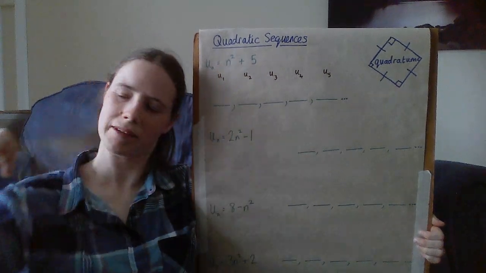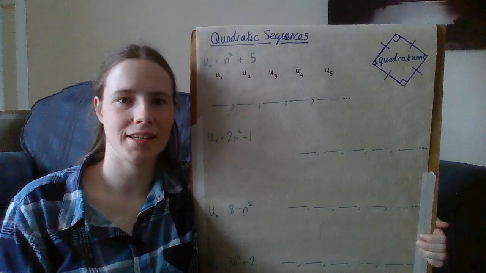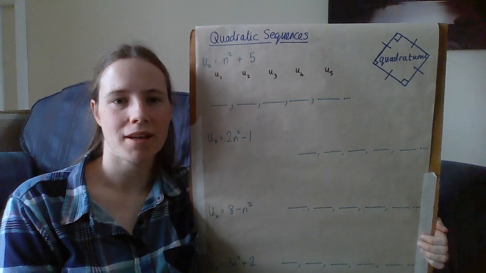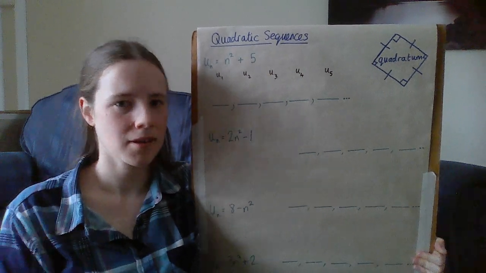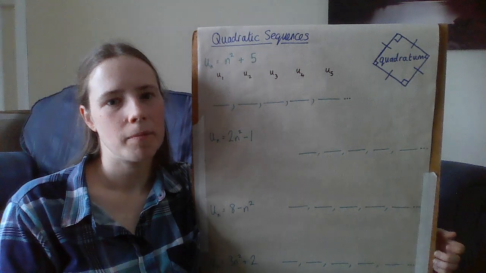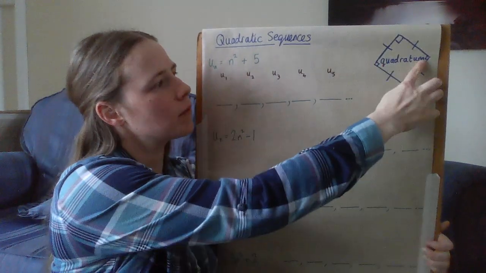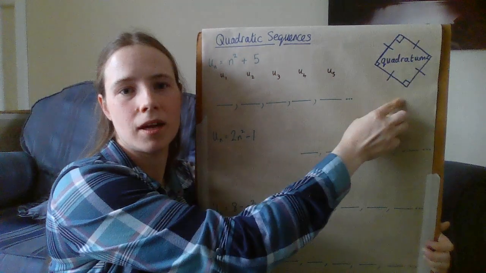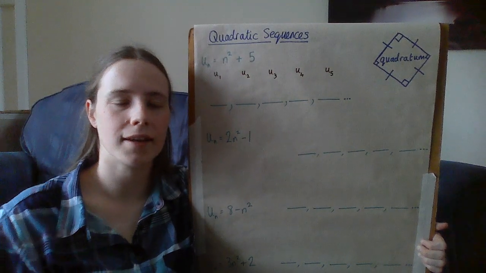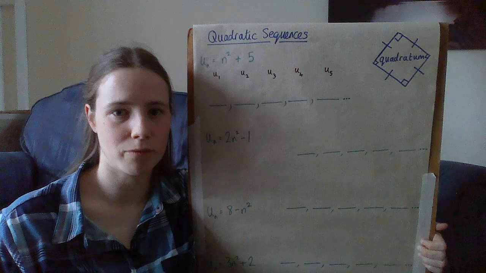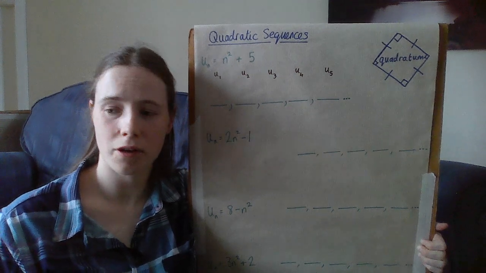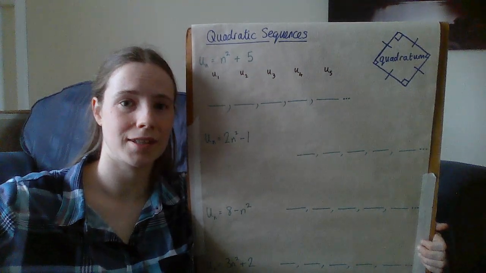Hello, in this video I'm going to talk through quadratic sequences. Now the word quadratic is something that comes up a lot in maths. You might have heard it before. The word quadratic comes from the Latin quadratum, which means square. So whenever you see the word quadratic, you're going to be thinking squaring is involved, and quadratic sequences are no different. There's squaring involved in a quadratic sequence.